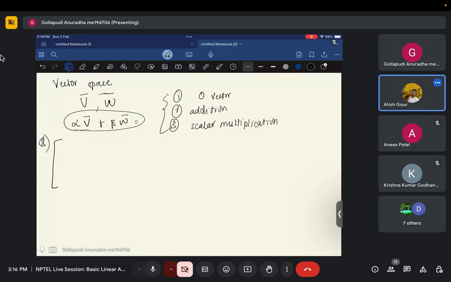Excuse me, ma'am. Yeah? Ma'am, could you please explain what is the basic difference between reduced row echelon form and row echelon form? Is that what you mean? Yes, ma'am. Okay.